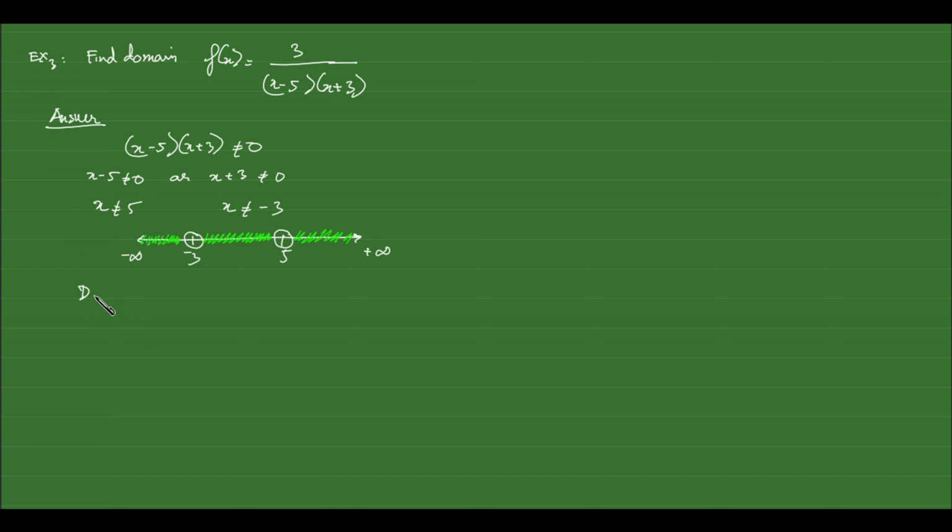So the domain will be negative infinity to negative 3. Parentheses, because we removed that already. Union. Don't miss the union in between, okay? Negative 3 to 5, union 5 to positive infinity. There you go, something like that.